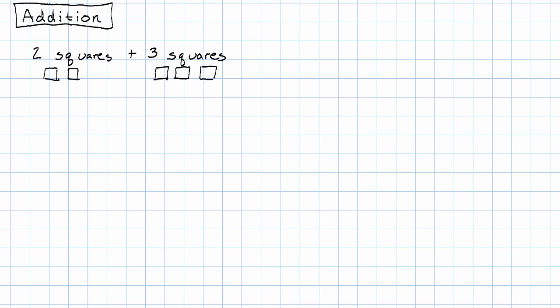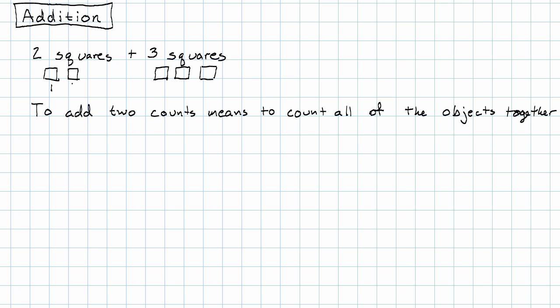Well, before we can answer that question, we need to say what the question means. To add two counts means to count all of the objects together. So we have 1, 2, 3, 4, 5 squares. Now, of course, none of us are surprised to discover that 2 plus 3 is 5. That's not why we're doing this. We're doing this to see what we mean when we say that 2 plus 3 is 5.